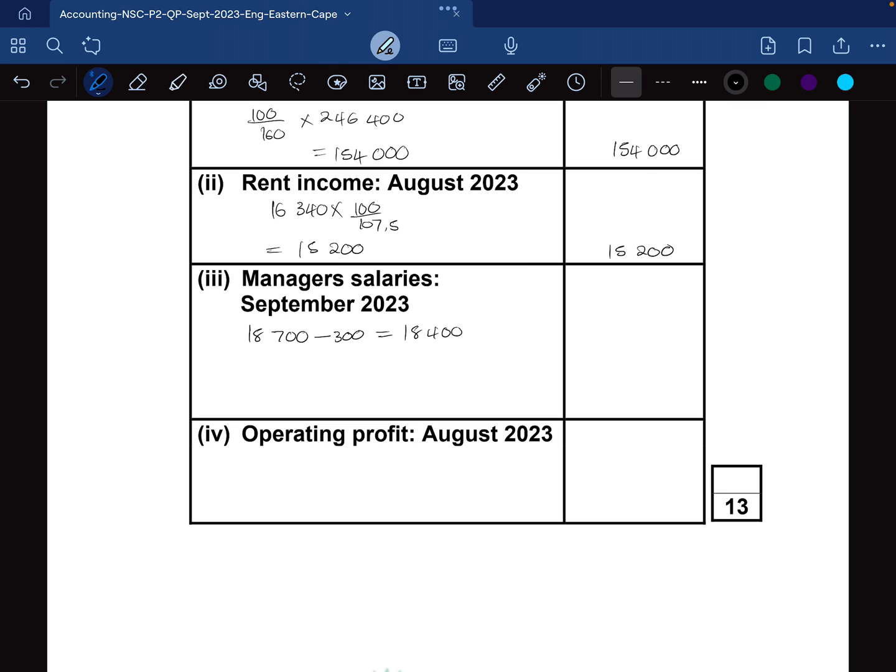So this is what they earn when their salaries are equal. So now we want to see how much does each manager earn if they earned an equal salary. So it's 18,400 divided by 2, which is 9,200. So this is what the sales manager earns, because the sales manager earns 300 less than the office manager.